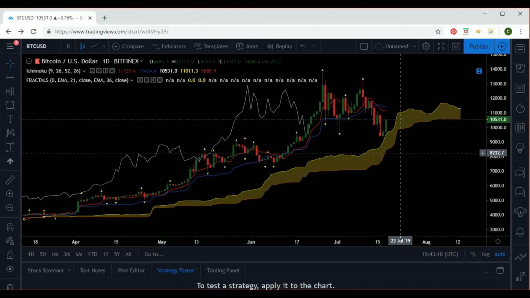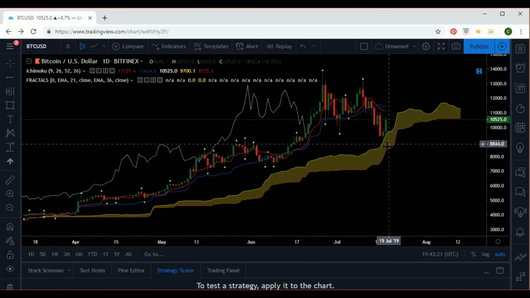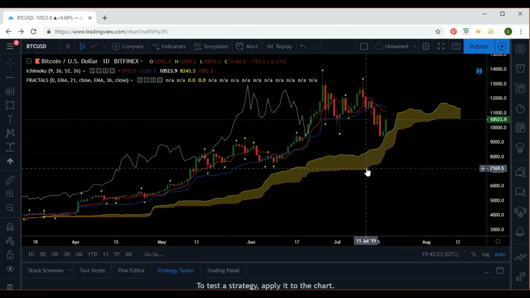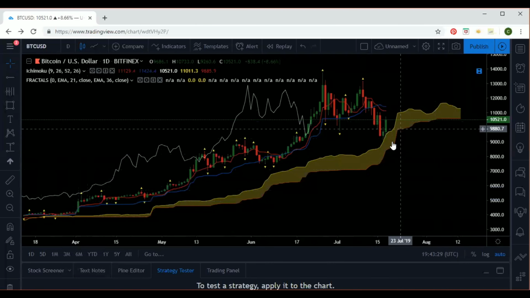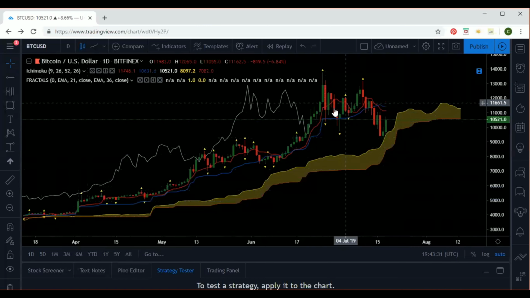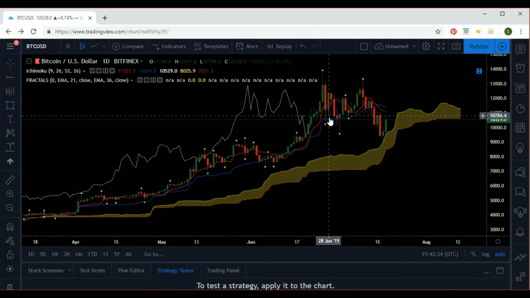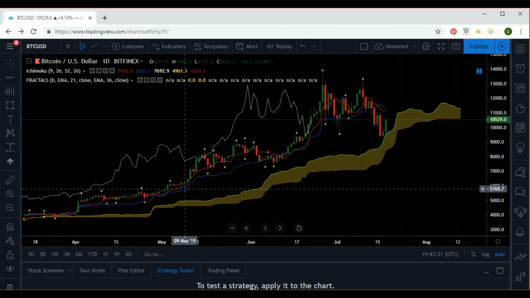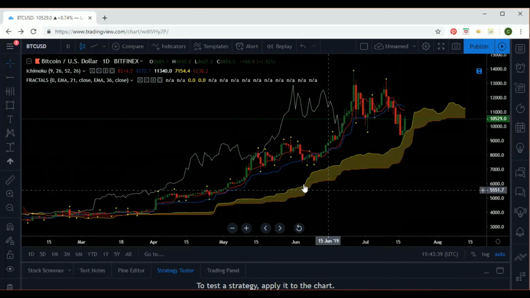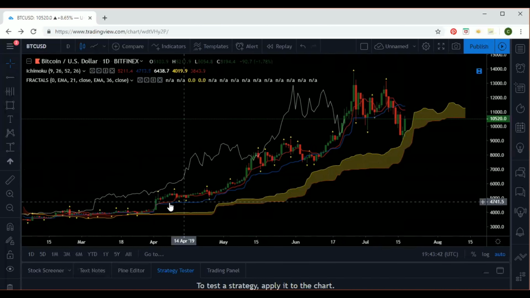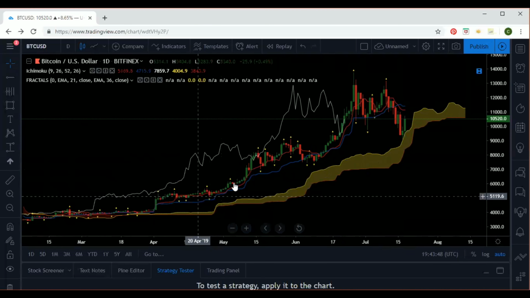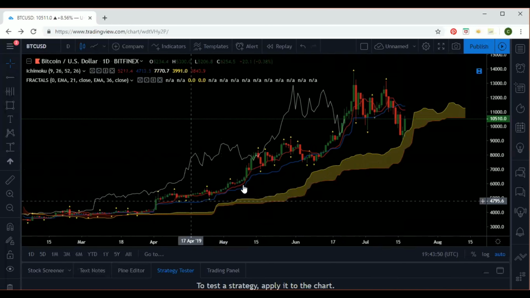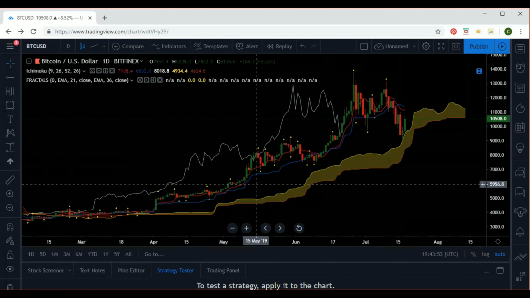Like, okay, so let's say this, for example, right here we have the cloud. The cloud acts as support, as you could see back in the past here. Support. This is also support. The red line and the blue line. Red line is the Tenkansen, blue line is the Kijunsen. These also act as support and resistance. So when we're in an uptrend, price is going, the Tenkansen and Kijunsen are going to act as support. These are going to act as support when we are in an uptrend.